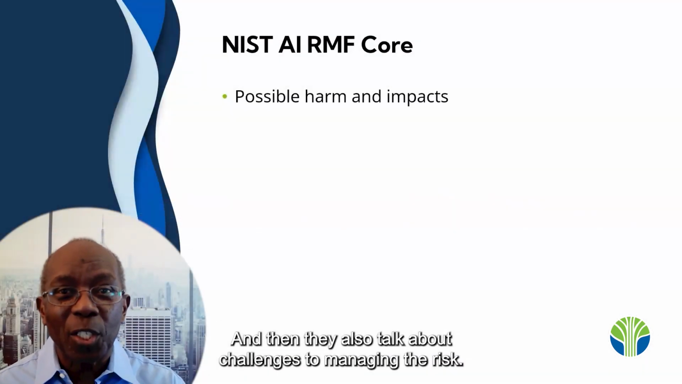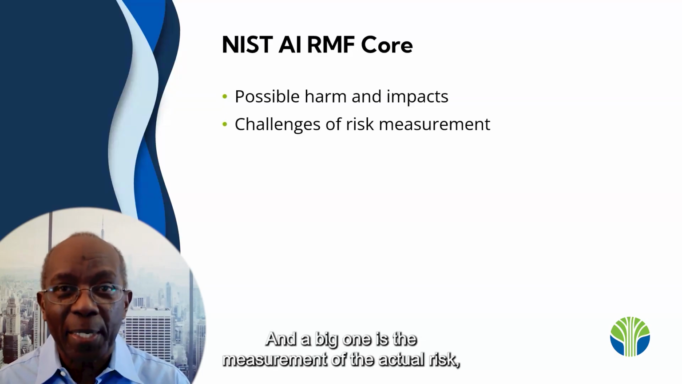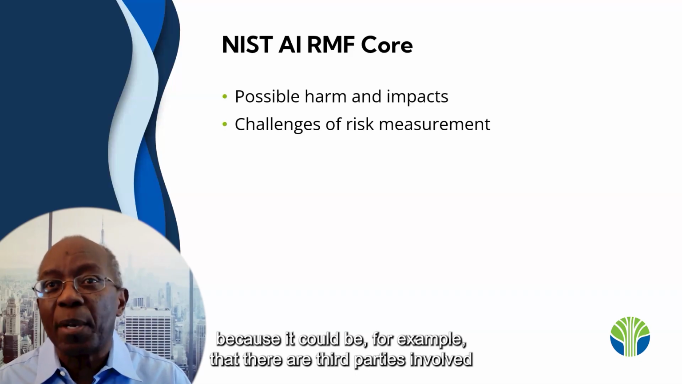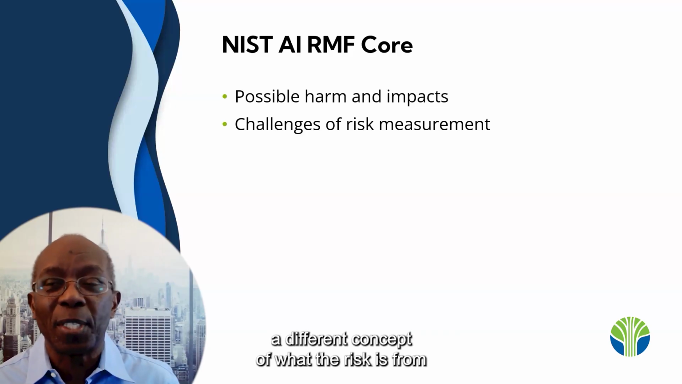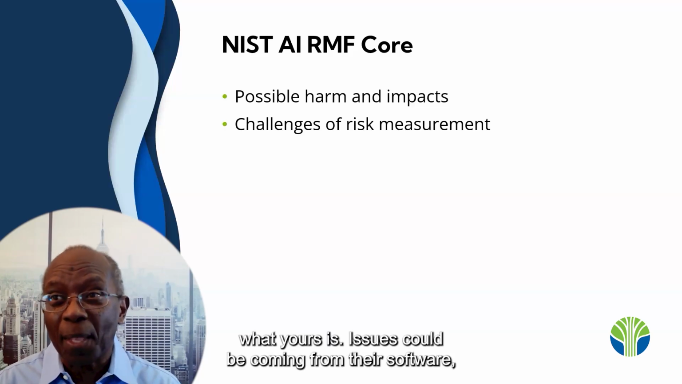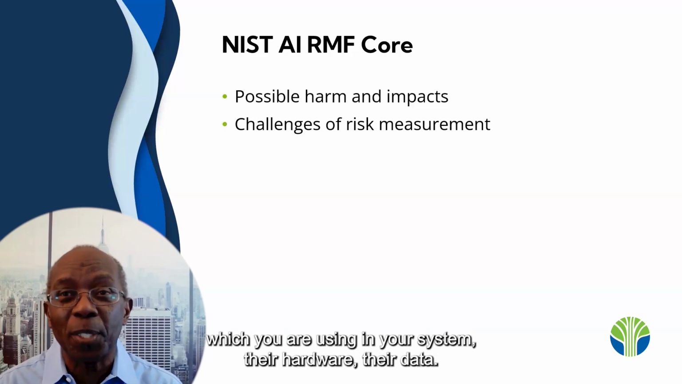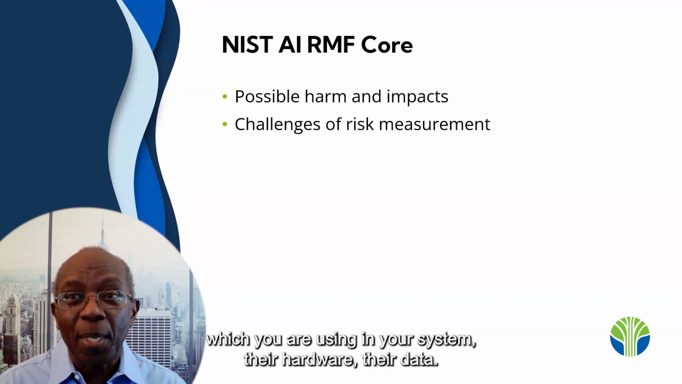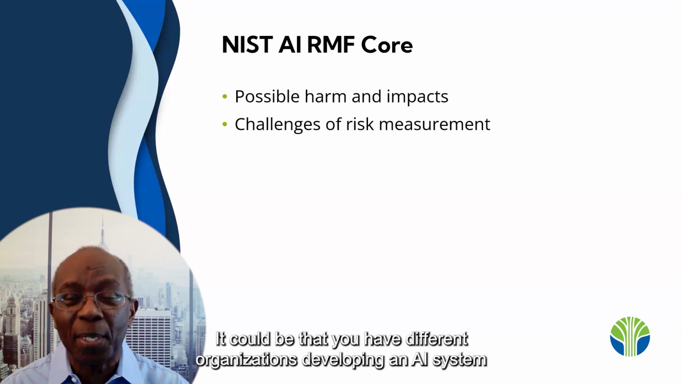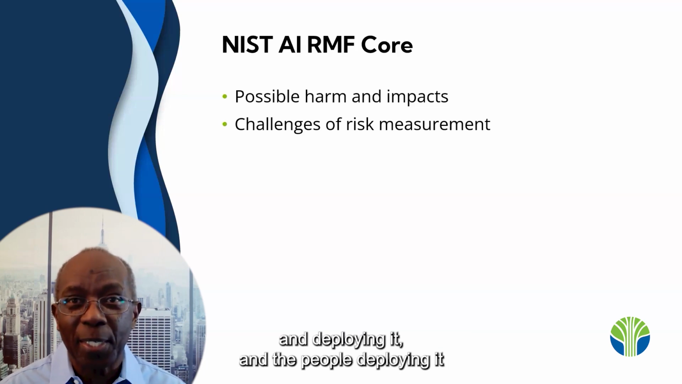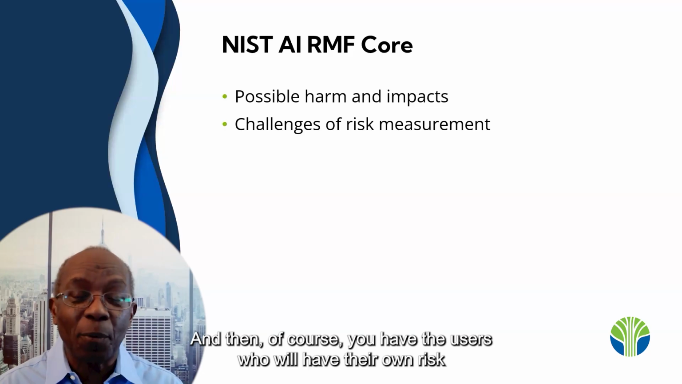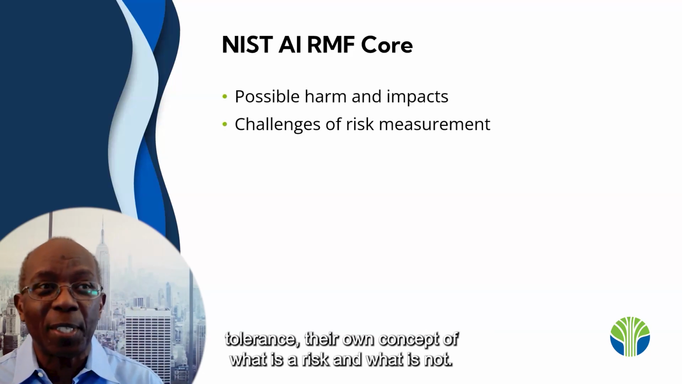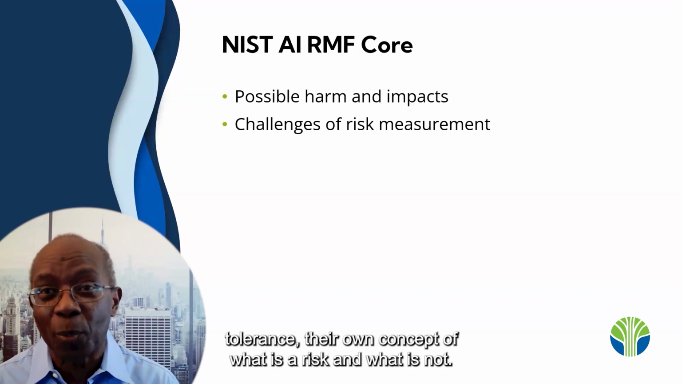And then they also talk about challenges to managing the risk. And a big one is the measurement of the actual risk, because it could be, for example, that there are third parties involved in the creation of the AI system, and they might have a different concept of what the risk is from what yours is. Issues could be coming from their software, which you're using in your system, their hardware, their data. It could be that you have different organizations developing an AI system and deploying it, and the people deploying it have a different concept of risk from the people who are developing it. And then, of course, you have the users who will have their own risk tolerance, their own concept of what is a risk and what is not.